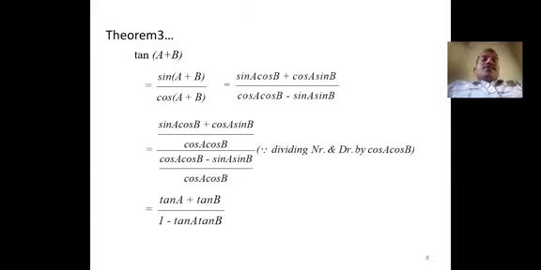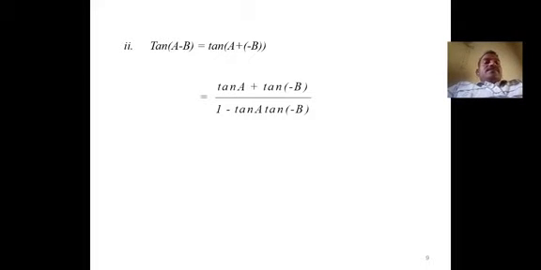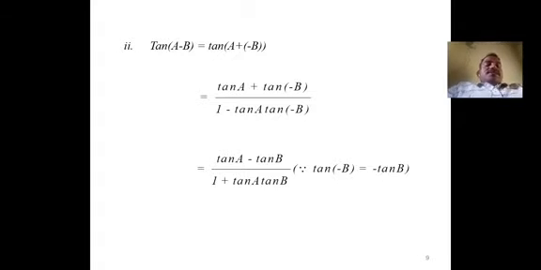Similarly, tan of A minus B. Tan of A minus B is equal to tan of A plus (minus B). So with the help of the previous one, tan A plus tan B by 1 minus tan A tan B, where B is replaced by minus B. Therefore, tan A minus tan B by 1 plus tan A tan B, because tan of minus B is minus tan B.